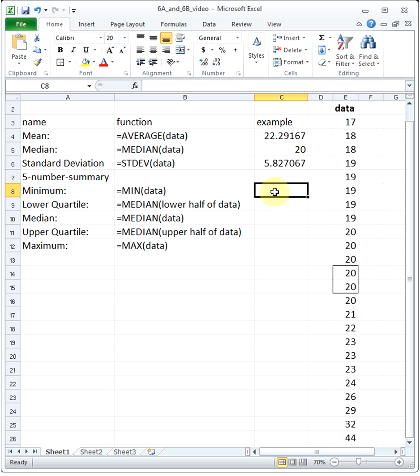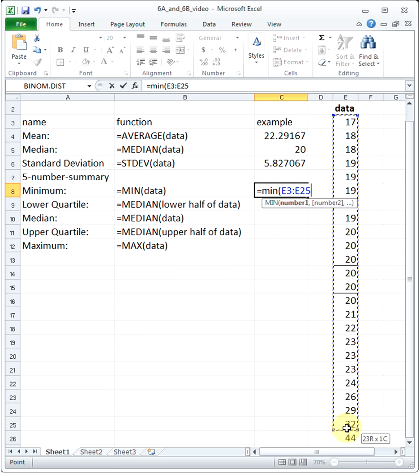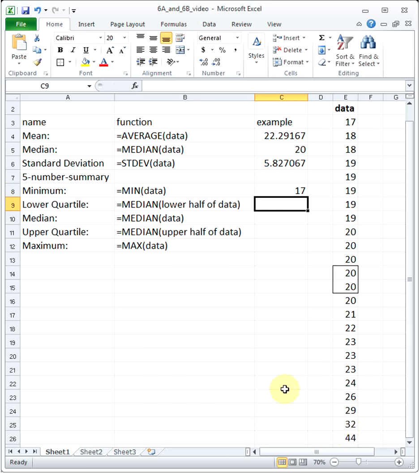And the 5-number summary is made up of the minimum, the median, the maximum, and then what we call our lower quartile and our upper quartile. So the minimum is just the smallest number. We could look at our list and see it's 17, or we could type in equals min, highlight our data, close parenthesis, and hit enter.